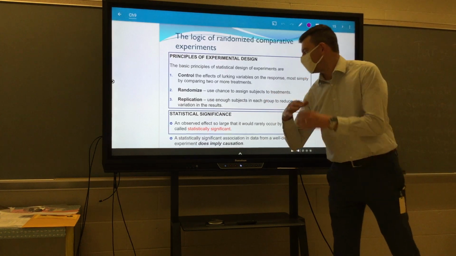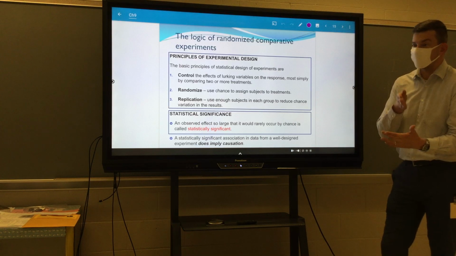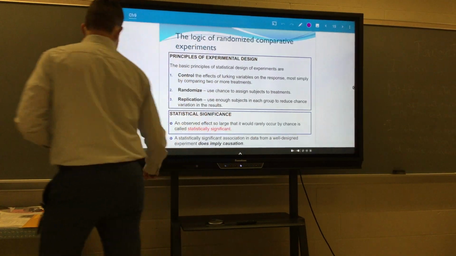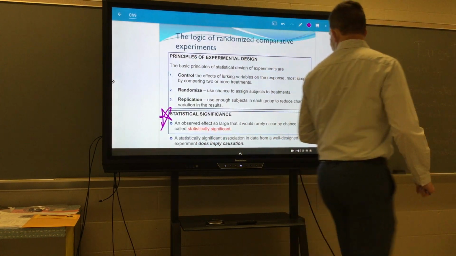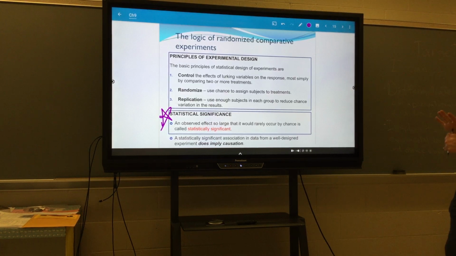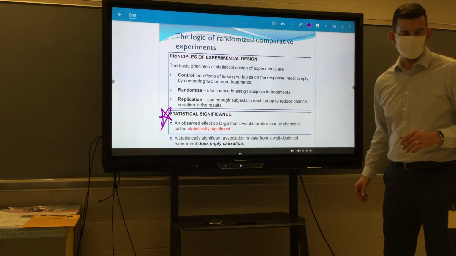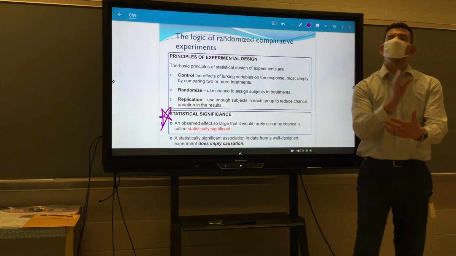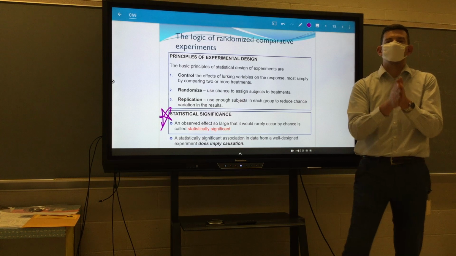So if you have a larger sample, you're more likely to get accurate, representative results. Now, our goal, and spoiler alert here, is statistical significance. An observed effect so large that it would rarely occur by chance is called statistically significant. It's not just a little bit better with your treatment group over your control group. It's large enough that we can say it would be unlikely to get this due to chance alone.